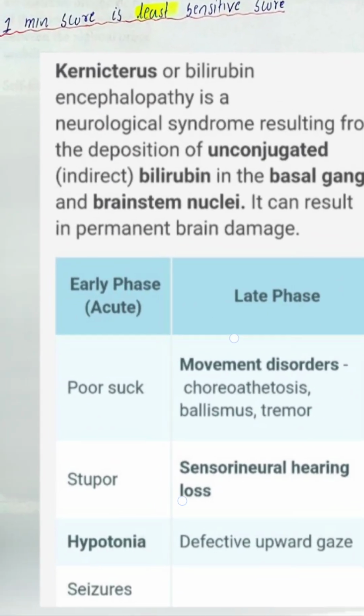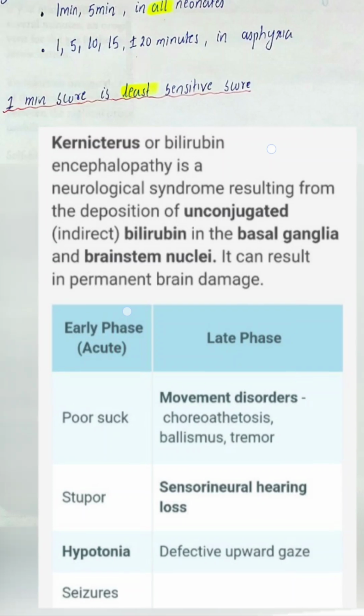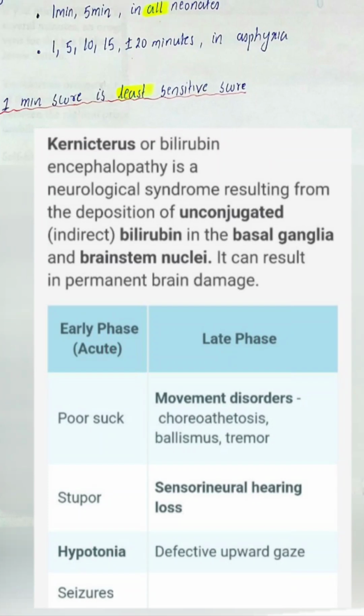In the early stage or acute phase, the baby will have low muscle tone, hypotonia. Since the muscles are hypotonic, the buccinator muscles are weak, so the baby cannot suck the milk, so there will be poor sucking, and a lack of glucose in the blood, so the child suffers from hypoglycemia, and then seizure. So in the early acute phase, there will be hypotonia, poor sucking, hypoglycemia, seizure and stupor.